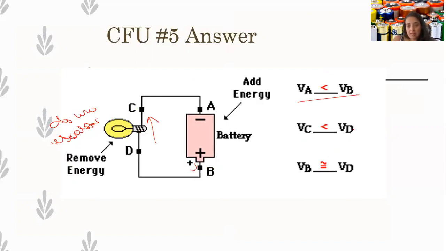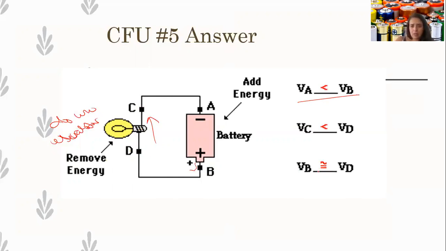And then for C and D, C has less energy than D because of the rationale I just gave you. As the charges go through a light bulb, they lose energy. So there'll be less energy at the other side of the bulb than there will be before it goes in.